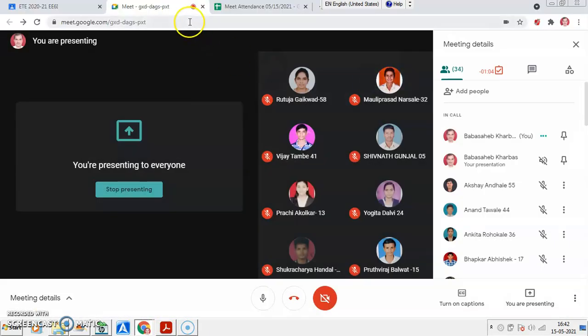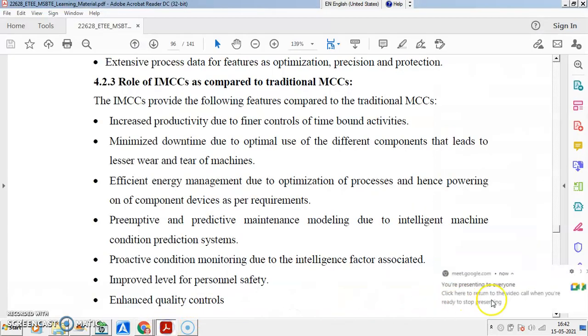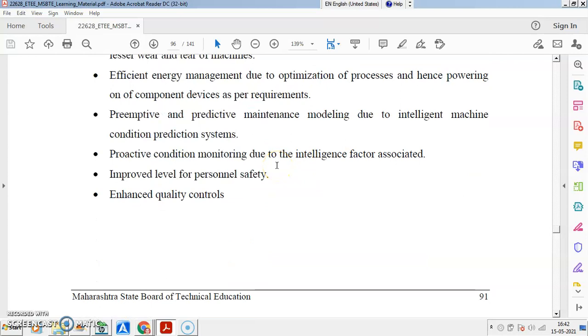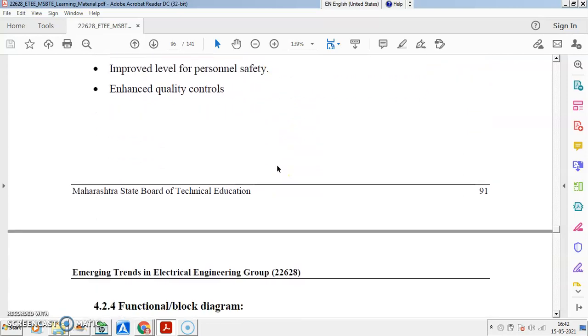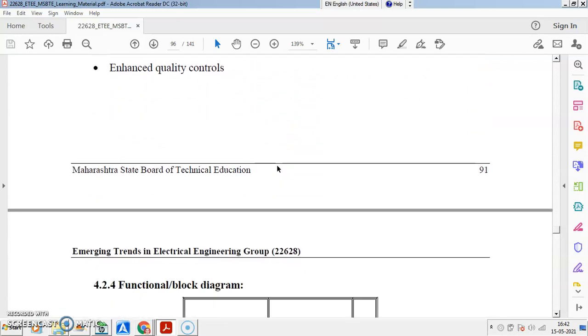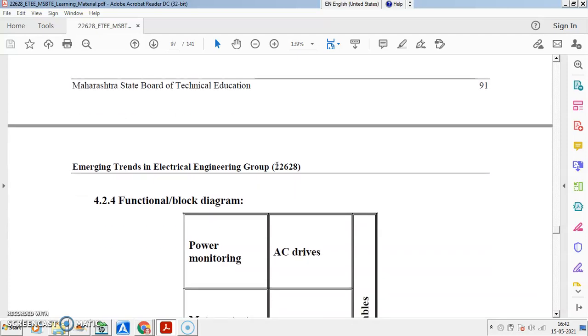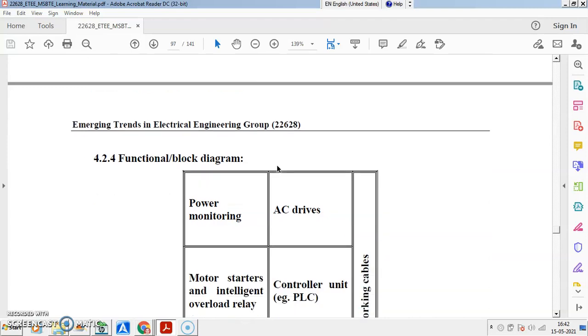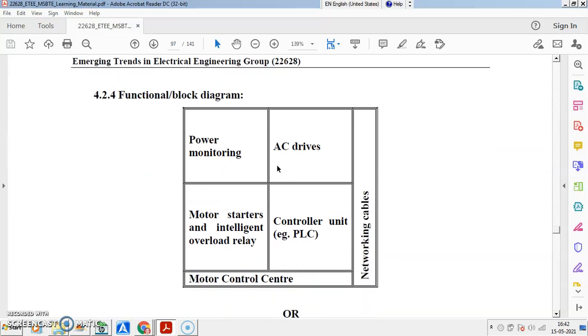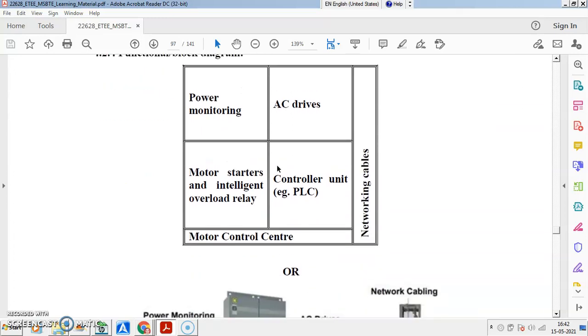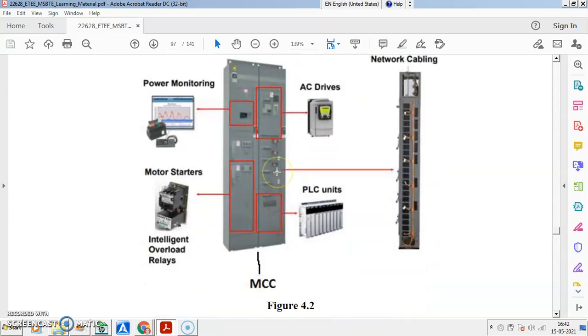Okay. So as far as this role of IMCC compared to the traditional motor control units, we have these advantages. We are adding these advantages with IMCC. So what is IMCC? What is it exactly? What is the general architecture of IMCC? That is the functional block diagram. Functional block diagram of IMCC.